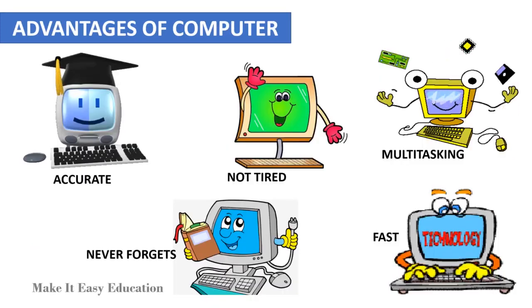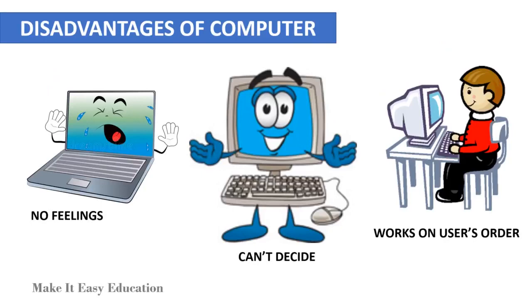Advantages of computer. A computer does accurate calculations. A computer does not get tired. It can do many tasks at a time. It does not forget any information. A computer works very fast. Disadvantages of computer. A computer does not have feelings. It cannot take its own decision. A computer works on a user's order.